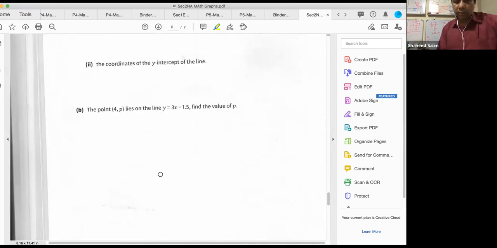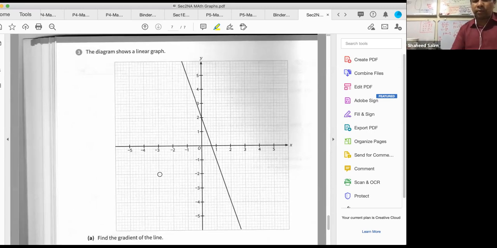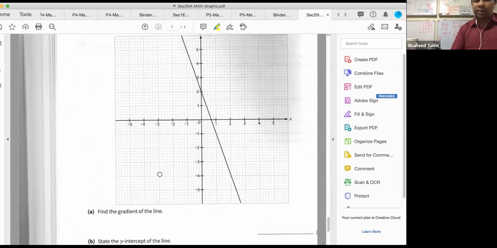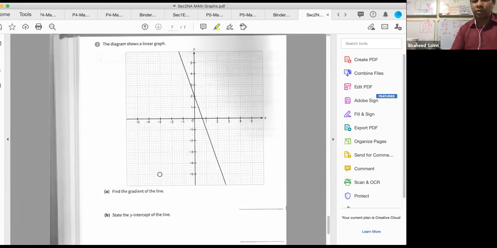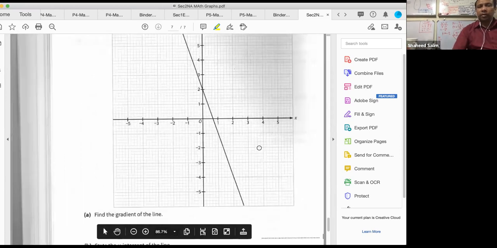Now here. Can you find the gradient of the line first, and then state the y-intercept. Do these two first. Choose 2 points. If you cannot see, I will enlarge for you.